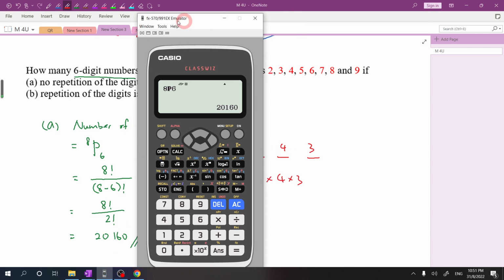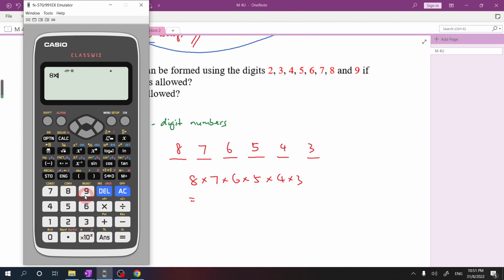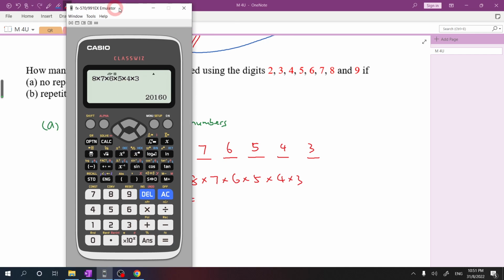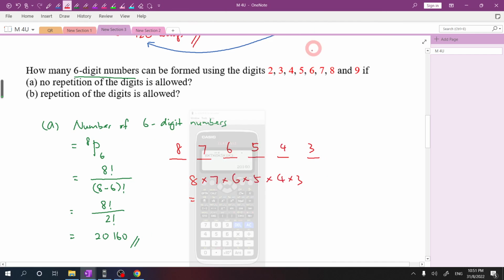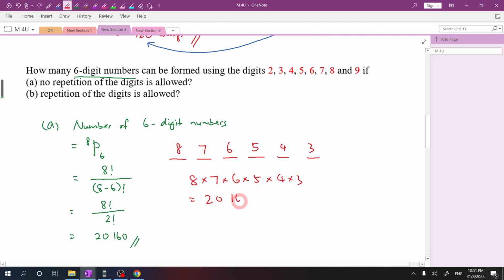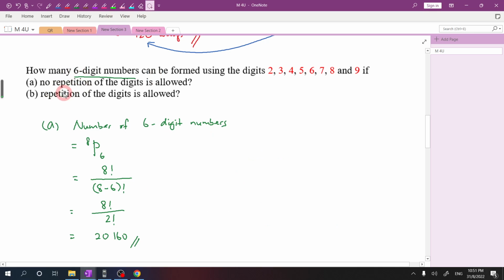Let's try. 8 times 7 times 6 times 5 times 4 times 3. 20160. Okay, this is another way that we can use to solve this type of question. Now let's look at part B. This time we can repeat using the same digit.